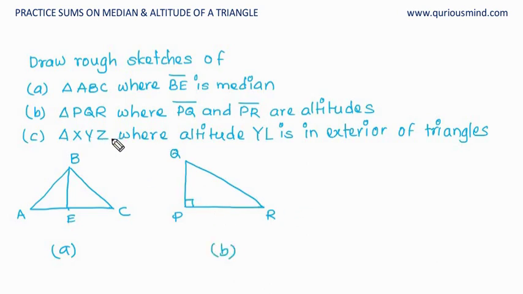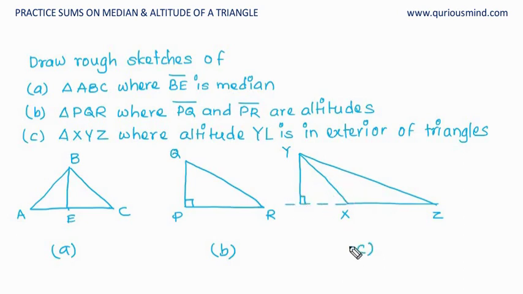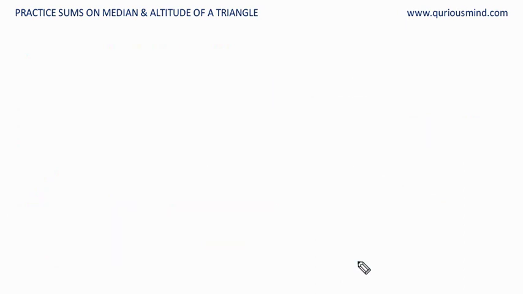And for the last one, triangle XYZ, where altitude YL is in the exterior. If the altitude is in the exterior of a triangle, then the triangle has to be an obtuse angle triangle. And YL is in the exterior. That means the obtuse angle is made at a vertex other than Y. So let's draw an obtuse angle triangle. And that's our answer for sum C.